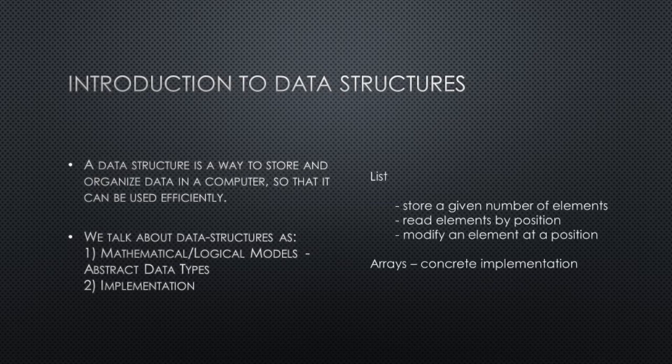An example of an abstract data type would be, I want to define something called a list that should be able to store a given number of elements of a particular data type, and we should be able to read these elements by position in the list and be able to modify an element at a particular position. Now we're just defining a model. We can implement this in a programming language in a number of ways. So this is the definition of abstract data type, commonly written as ADT.